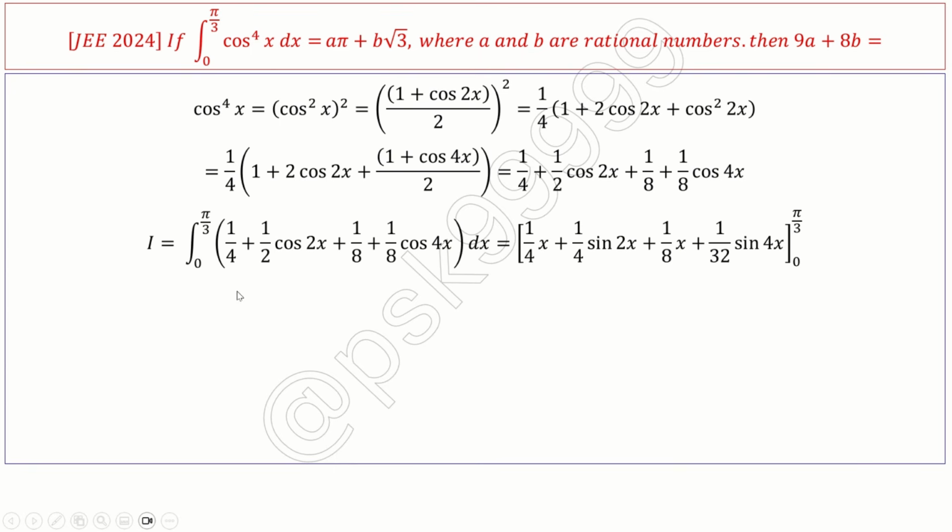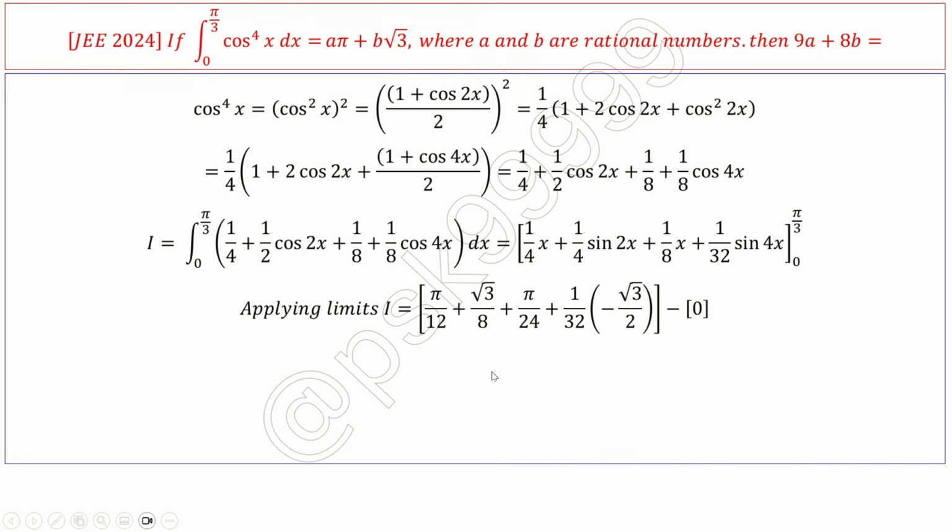So this integration is 0 to pi by 3 of 1 by 4 plus 1 by 2 cos 2x plus 1 by 8 plus 1 by 8 cos 4x dx. This is nothing but 1 by 4x plus 1 by 4 sin 2x plus 1 by 8x plus 1 by 32 sin 4x. Limits are 0 to pi by 3. If I apply the limits, this is what I get, which is nothing but pi by 8 plus 7 root 3 by 64.